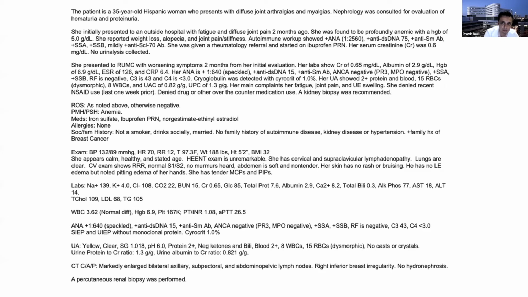Now she had a little bit of upper extremity swelling, primarily in the hands. She denied any NSAID use in the past week, although she had been using it before. Otherwise, she really wasn't taking anything over the counter, and so a kidney biopsy was recommended.